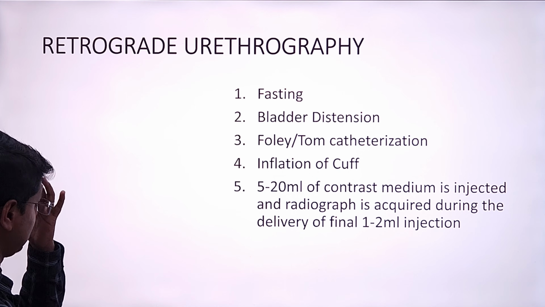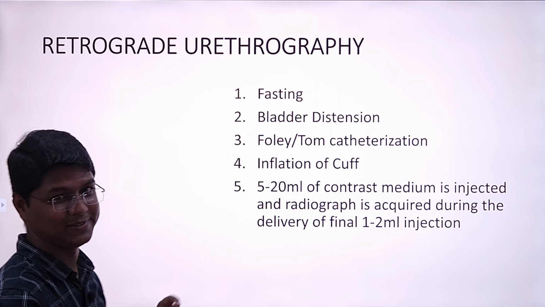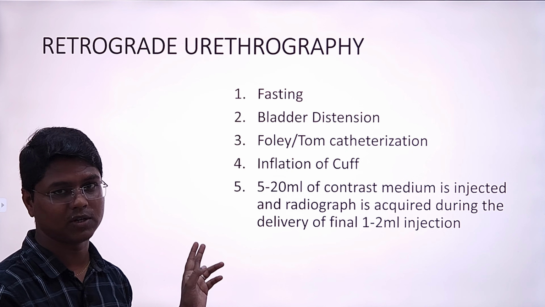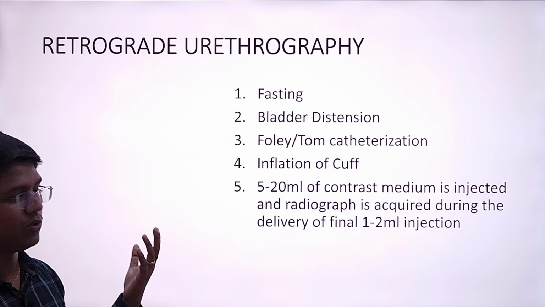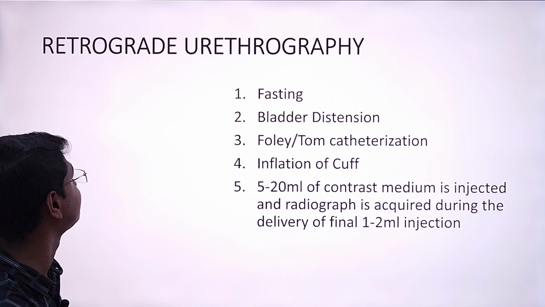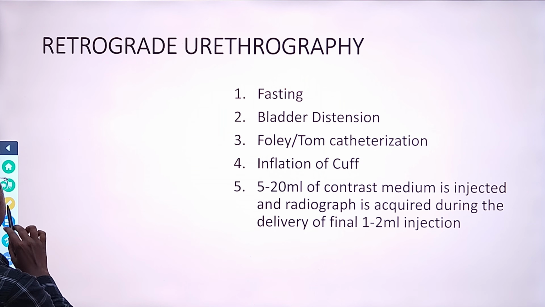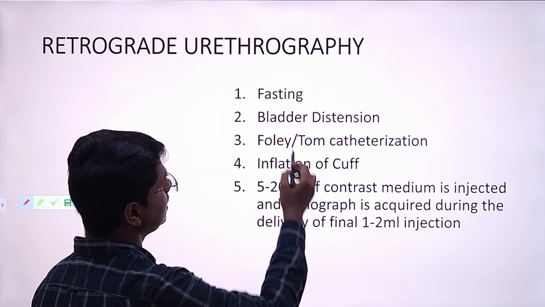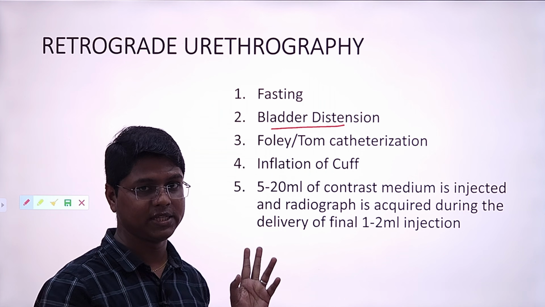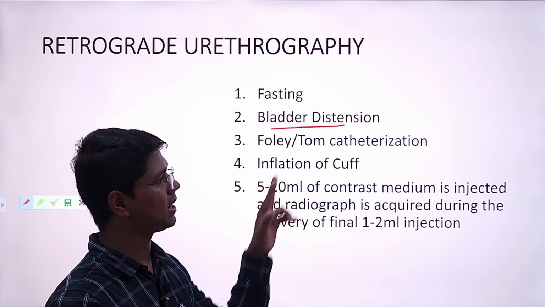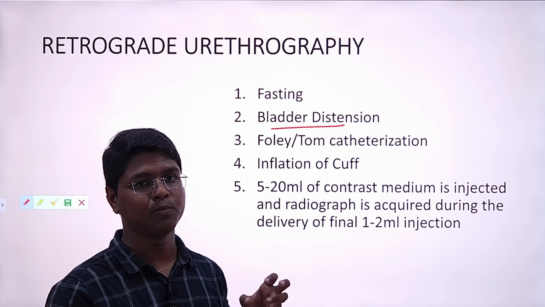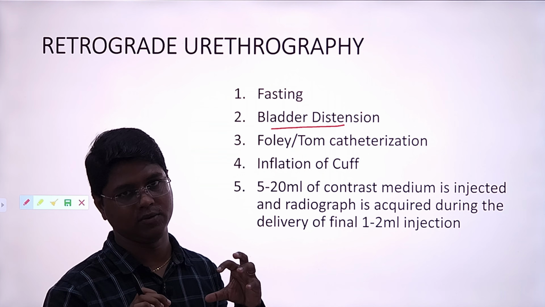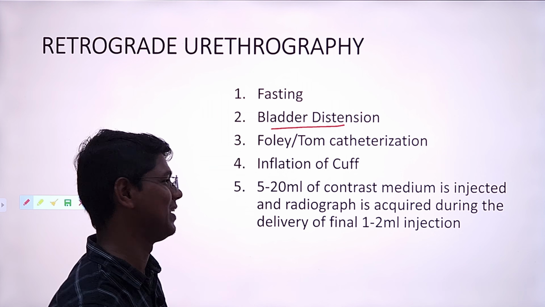Let us go to urethrography. Contrast radiography of the urethra is urethrography, of the bladder is cystography, then urography, which is basically the entire system. So for retrograde urethrography, fasting is always needed. Then the bladder should be distended before doing the urethrography, because when the bladder is adequately distended, it will put counter pressure on the urethra so that the urethra will be adequately dilated. Dilated, not diluted, sorry.